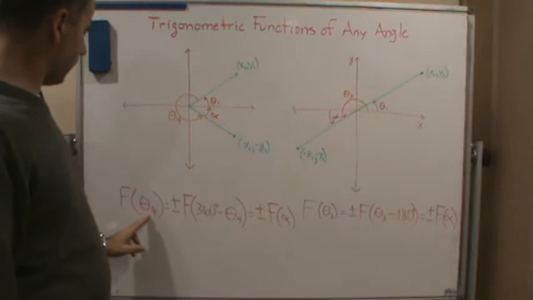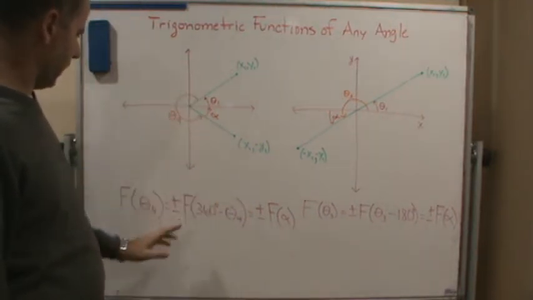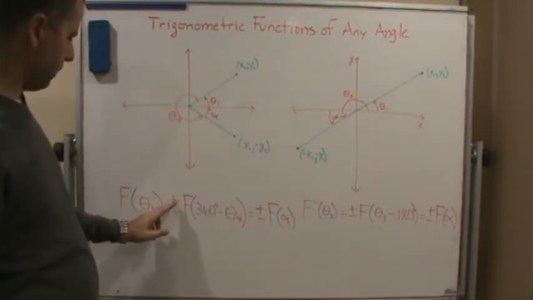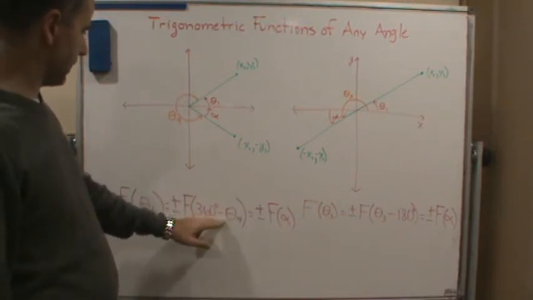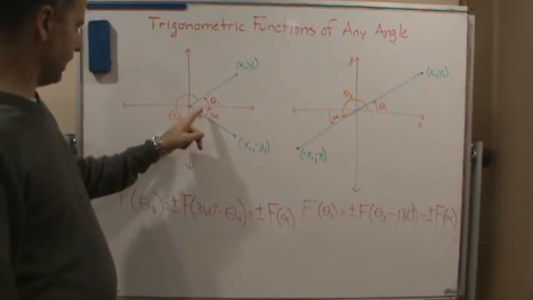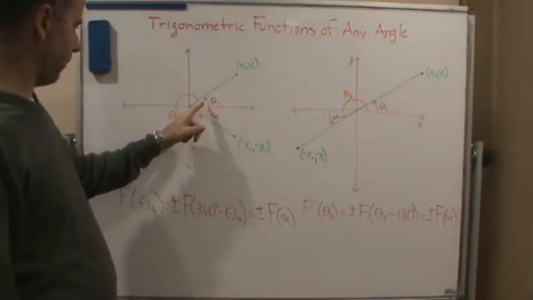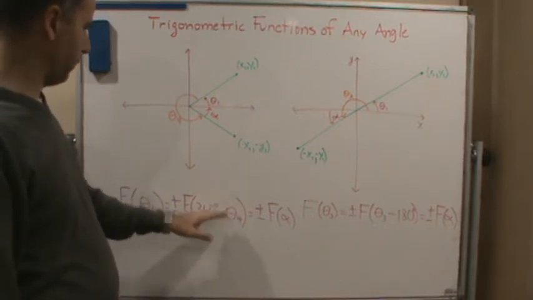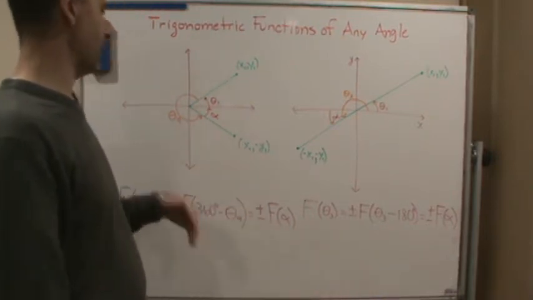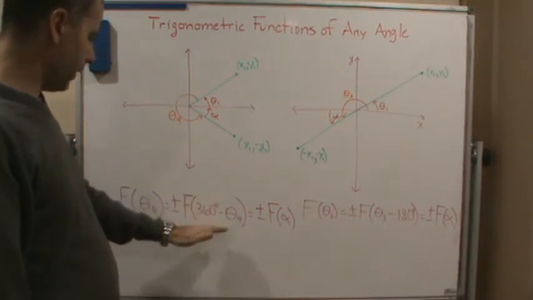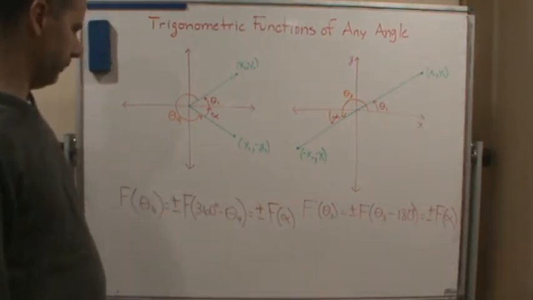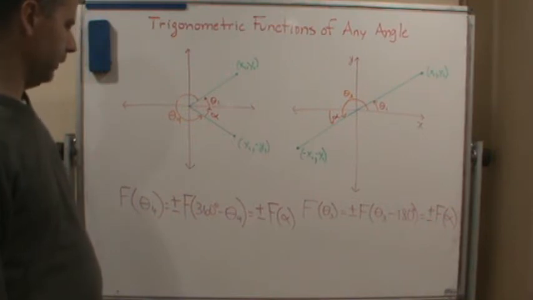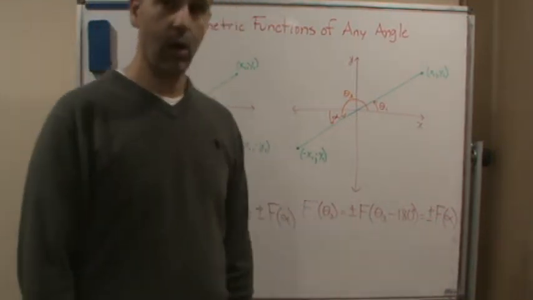So the trig function of theta 4 is going to be the same, but it's going to be plus or minus, depending on the trig function, of 360 minus theta 4. Well, what's 360 minus theta 4? It's theta 1, and theta 1 is the same as the trig function of alpha. So again, these relationships also hold.